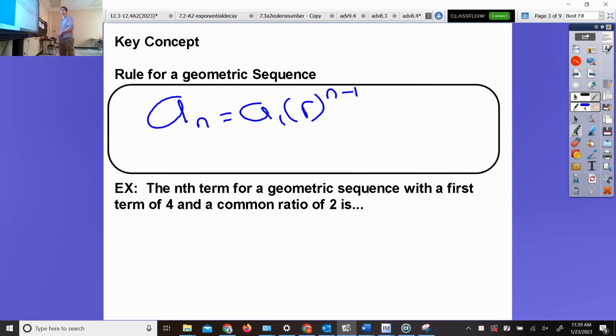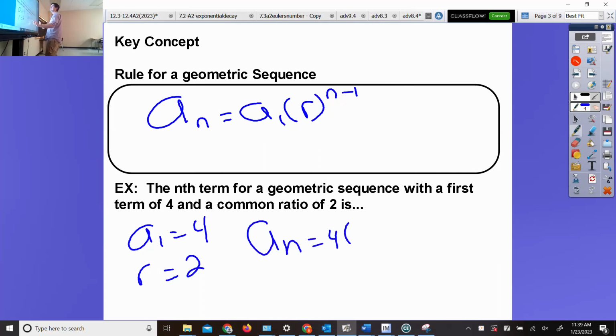So there's some text given. It's supposed to say: write a rule for the nth term of a geometric sequence with the first term of 4 and a common ratio of 2. So if you can read that text, what's a sub 1? 4. And what's the ratio r? 2. And then it's simple, plug in. The nth term is 4, parentheses, 2 to the n minus 1. And with that rule, you can find any piece. If you wanted the 35th piece, what would you plug into it? 35, that's right.